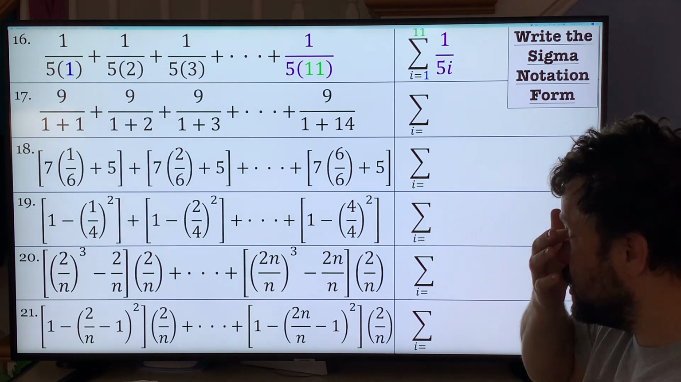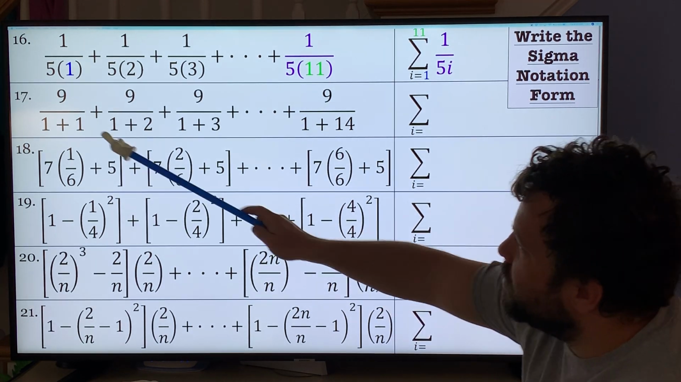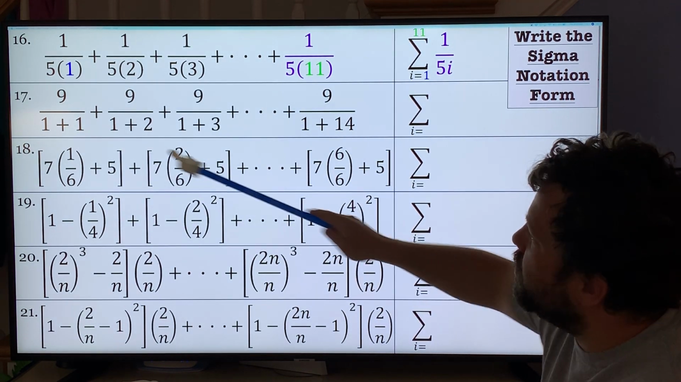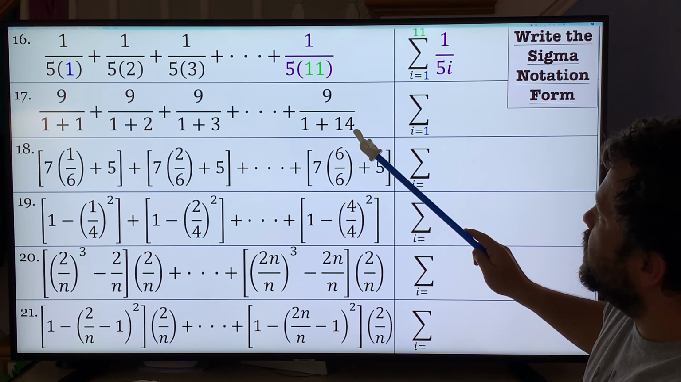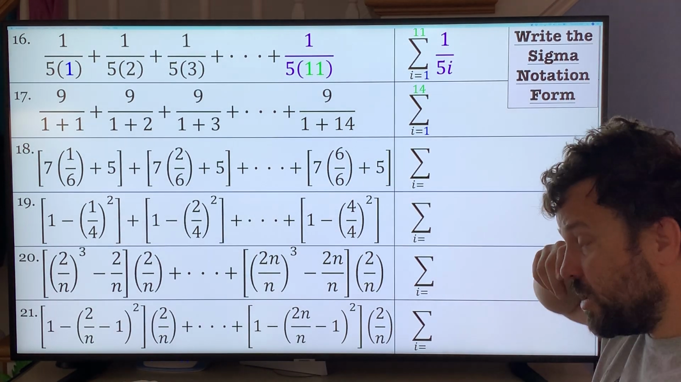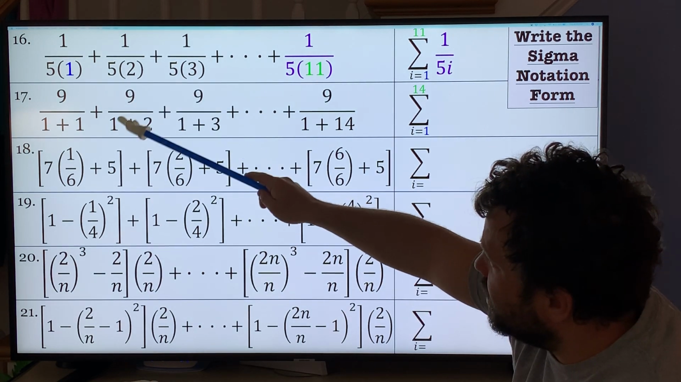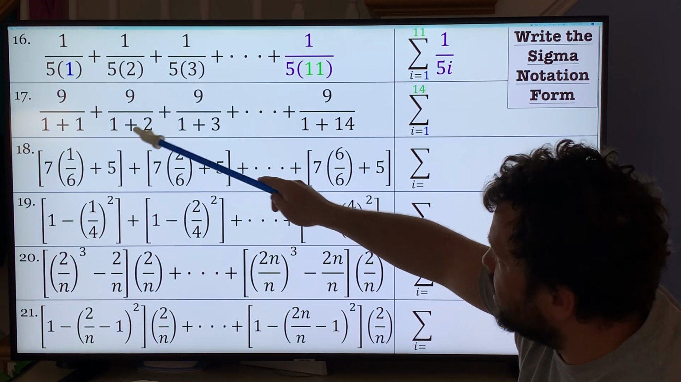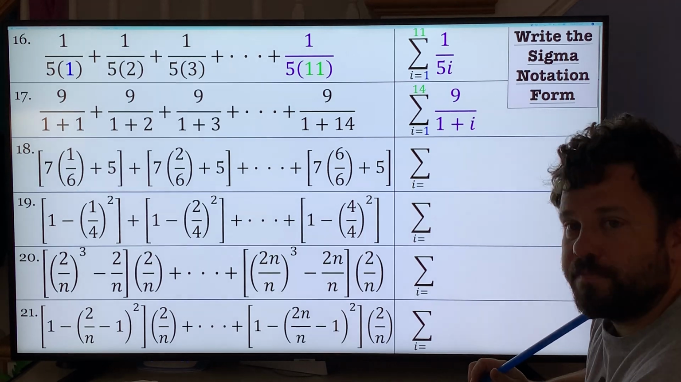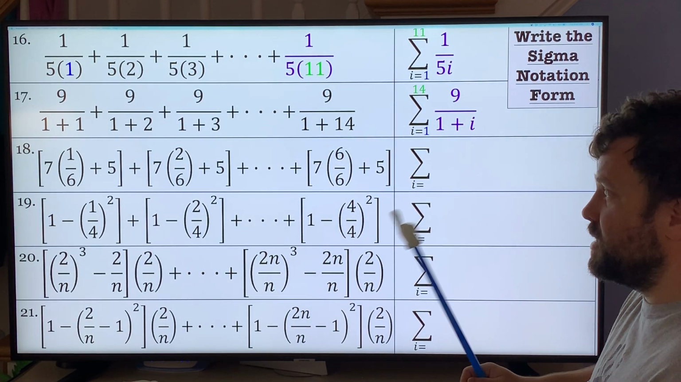You got them? Good. So, first thing, look at our lower bounds. 1 all the way to 14. Upper and lower bounds, right? Upper, lower. All right, what are we doing the same in here? We always have a 9 on top. We always have a 1 over here. So it's 9 over 1 plus I. Whoa, that was easy, wasn't it?